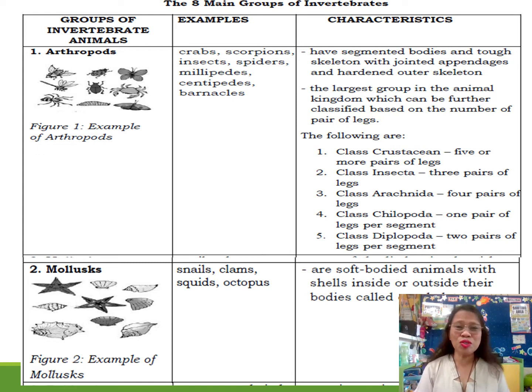Now let's proceed to group 2, mollusks or Mollusca, phylum Mollusca. They are described as soft-bodied animals with shells inside or outside their bodies. Examples of this group of animals are snails, clams, squids, octopus. Mollusks are the animals with outer or inner shell covering. Now, the shells could be inside or outside.